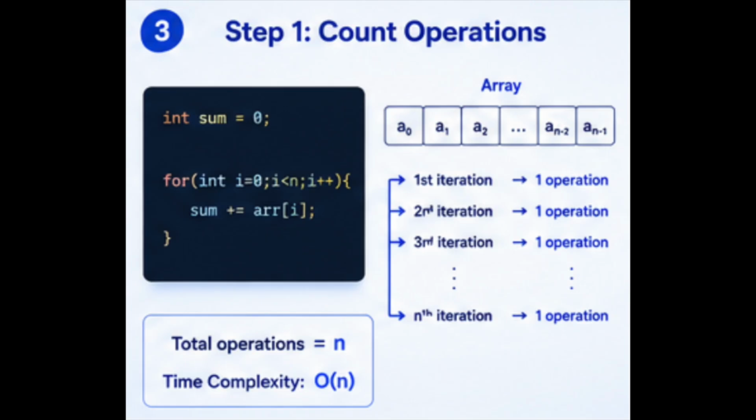Let's start with a simple example. We initialize the variable sum once. Then we enter the loop. Suppose n equals 5. The loop runs 5 times. Inside each iteration, one addition is performed. If n becomes 100, the loop runs 100 times. If n becomes 1 million, it runs 1 million times. Notice something important. The work grows exactly in proportion to n. When the input doubles, the work roughly doubles. This is O(n).